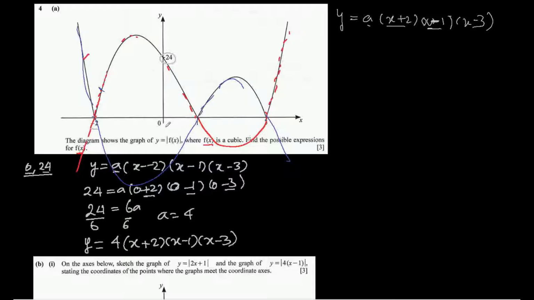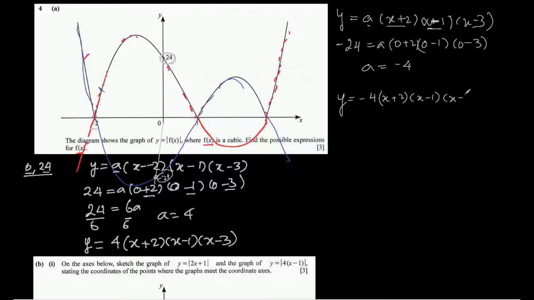This time if I extend this line, this point will be the reflection of 24, which is minus 24. So we will use minus 24 in place of y equal to a, and 0 plus 2, 0 minus 1 and 0 minus 3. In this case, definitely we are going to get a equal to negative 4. So the second possible function is negative 4, a reflection of the previous one, x plus 2, x minus 1, x minus 3.